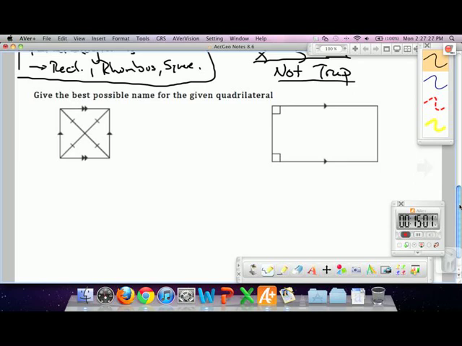Well, the parallel sides gives a parallelogram. We should look for perpendicular diagonals. Do we know those diagonals are perpendicular? What else should we look for if it's a rhombus? 4 congruent sides. Do we have 4 congruent sides? No. So it can't necessarily be a rhombus. If it's not a rhombus, what else can it not possibly be?